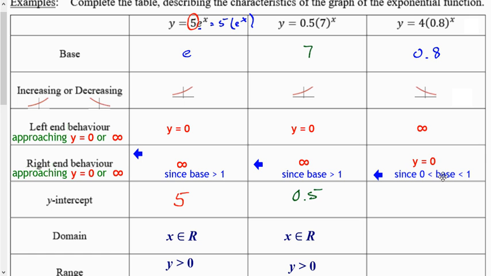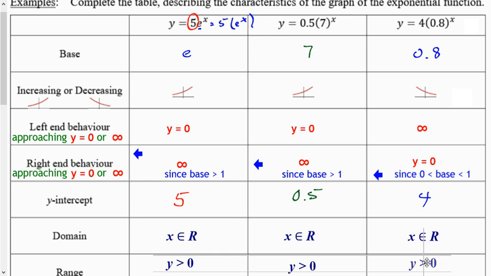The y-intercept this time is going to be 4, which is the a value. And again, same as before, domain is all real numbers, range y is greater than 0. And that finishes off this lesson.